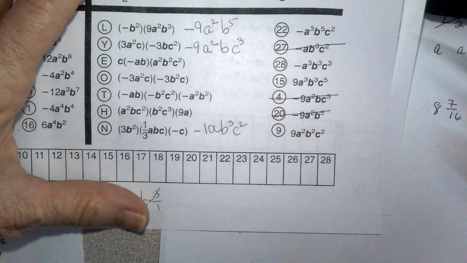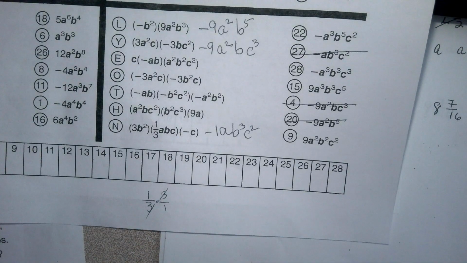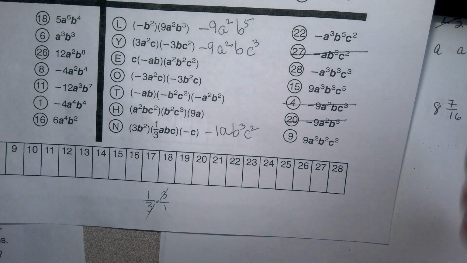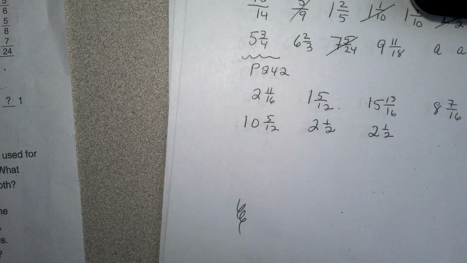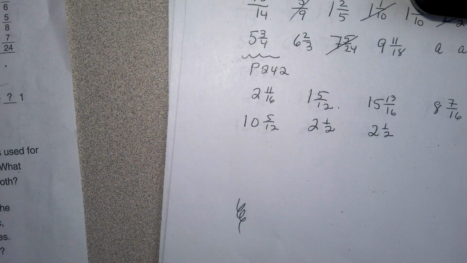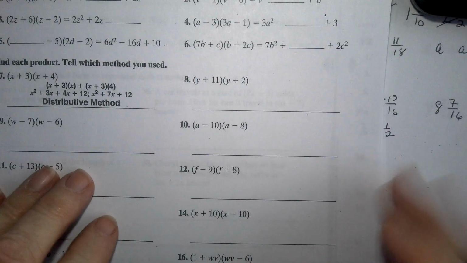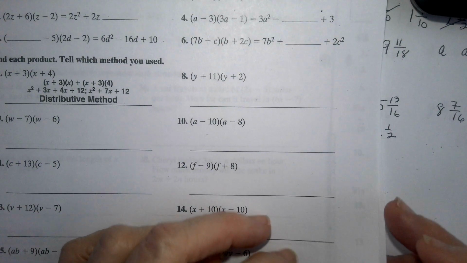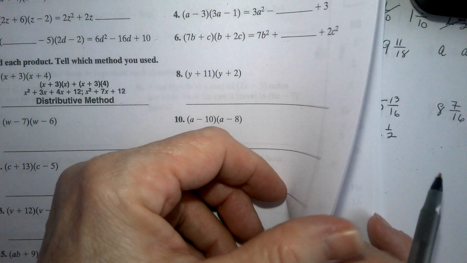All right. So just make sure that you find your answers. Those are pretty easy. So that's going to be your first job, is to get that done. The second job is we're going to be multiplying binomial times binomial.